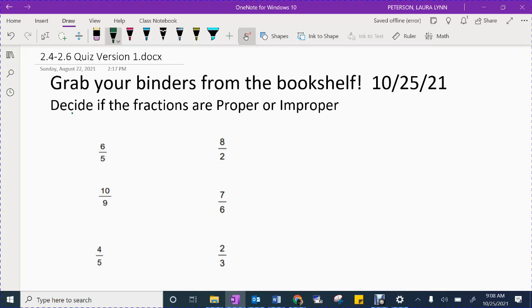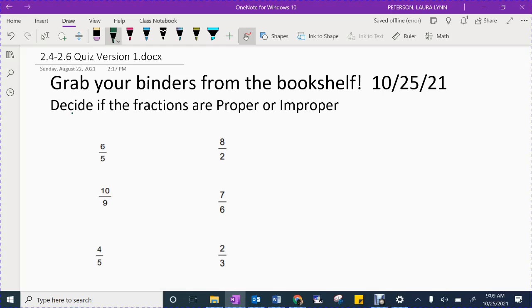We should be on a new page, a new green warm-up page. And today's date is the 25th. We have 6 fractions for today's warm-up, and all I want you to decide is if it's proper or improper. So next to each fraction, you'll write a P or an I. Now just to remind you, proper fractions is when the top number is smaller than the bottom. Improper fractions is when the top number is bigger than the bottom, or it's the same size. So I want you to pause the video right now and let's go through this.